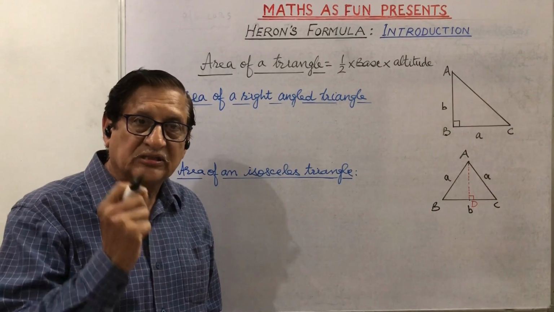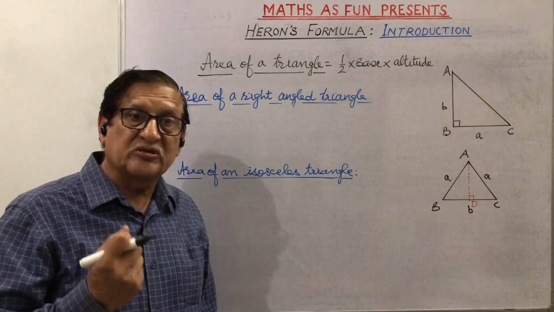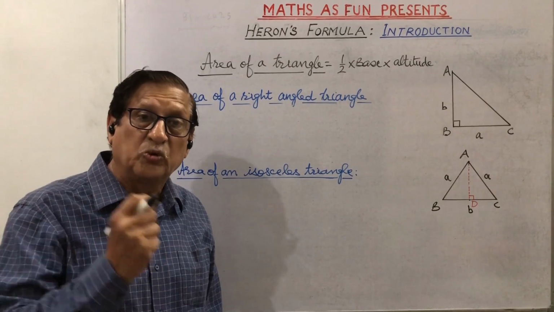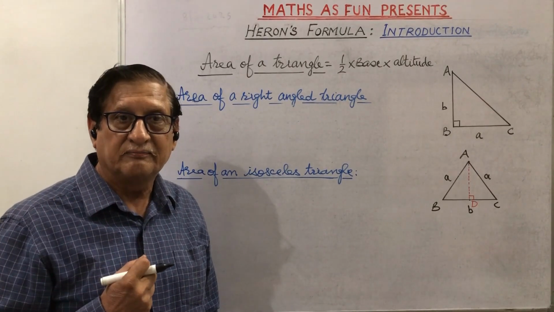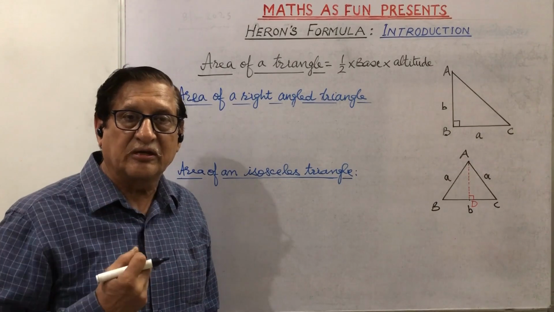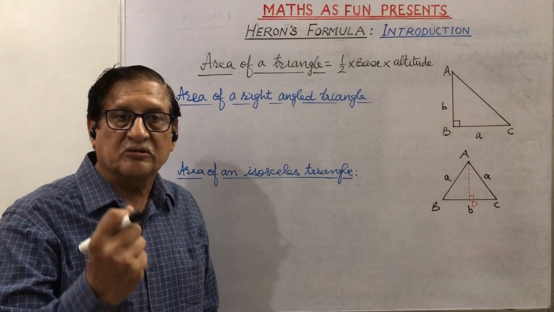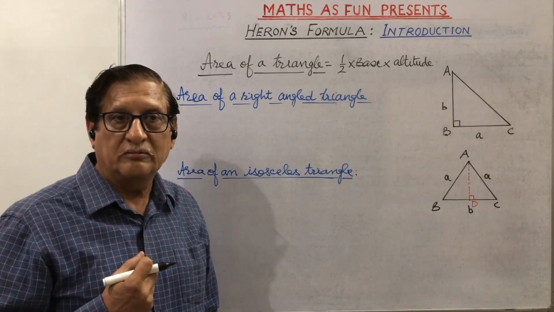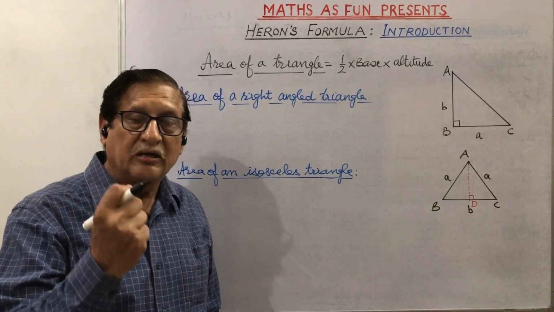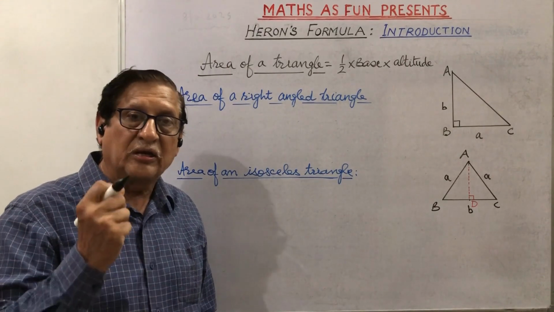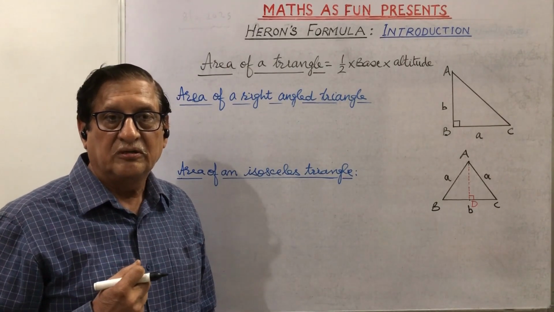Number one is the Scalene triangle, in which all the three sides are different. It means no two sides are equal in length. Number two is Isosceles triangle, in which the two sides of the triangle are equal. And number three, we had Equilateral triangle, in which the length of all the three sides are equal.